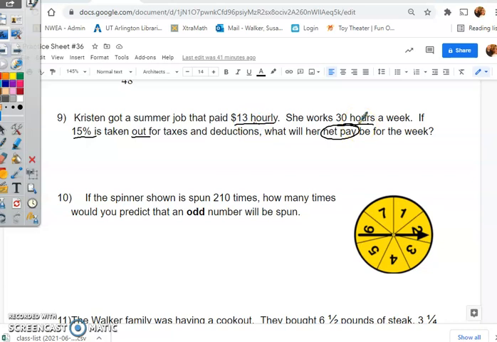Okay, hopefully you know we would multiply, correct? So you're going to multiply that to figure out how much she makes in a week. And then, I know I'm a broken record here, change the percent to a decimal and multiply. And that's going to tell me the taxes and deductions. So once I know that number, I subtract it because that's the piece the government gets and we get everything that's left, okay? So you do that one by yourself.